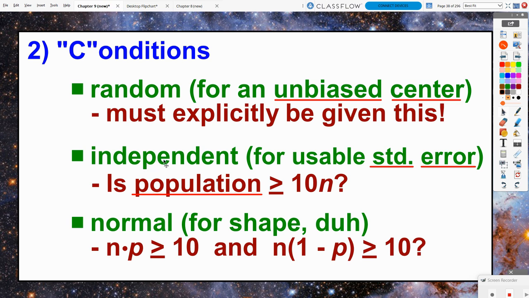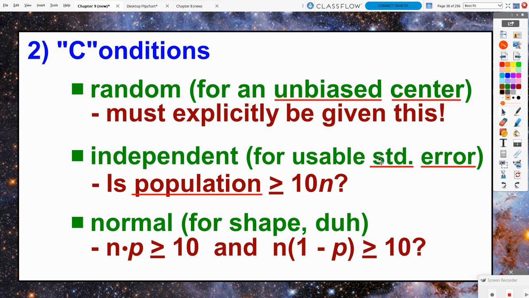For the independent condition, this is for us to be able to have a usable standard error formula for the standard deviation. And so we just had to check, is the population at least 10 times our sample size? And if it is, great. And if it's not, technically there's a way around it. There's a bigger, longer formula for the standard error. But really, for the most part, unless the problem states, why can't you do this problem? This is going to be one of those assumed true situations.